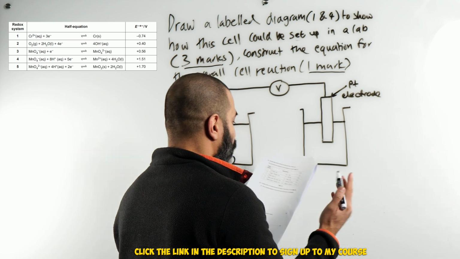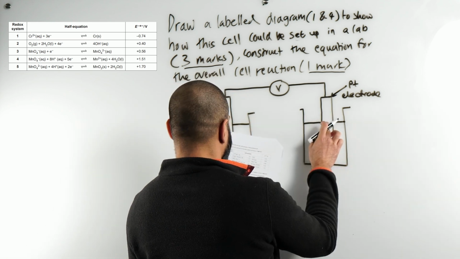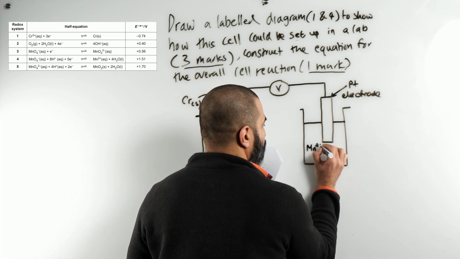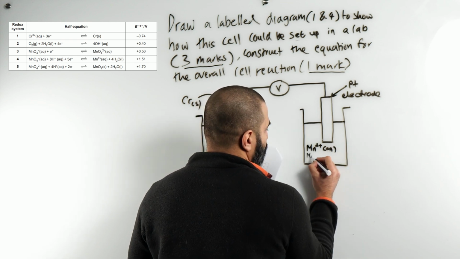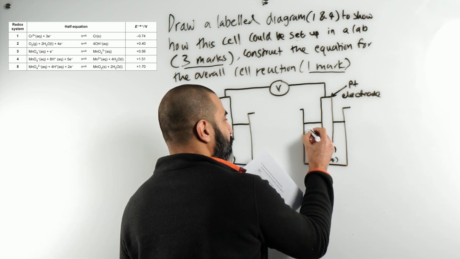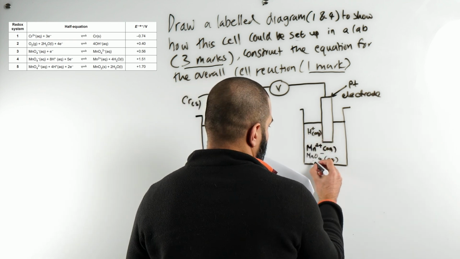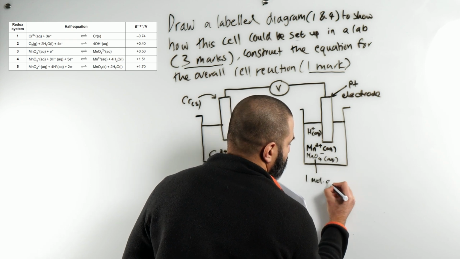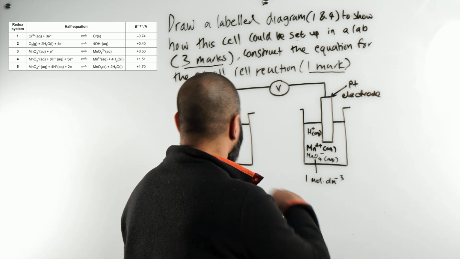Okay, and then what are we actually going to have in our pot? So we've got our platinum, so that's the surface for the electrons to form on. We've got some Mn2+ (aq). We've got some MnO4- (aq), and we also need some H+ (aq), and the solution concentrations are going to be 1 mole per dm cubed for standard conditions, okay?